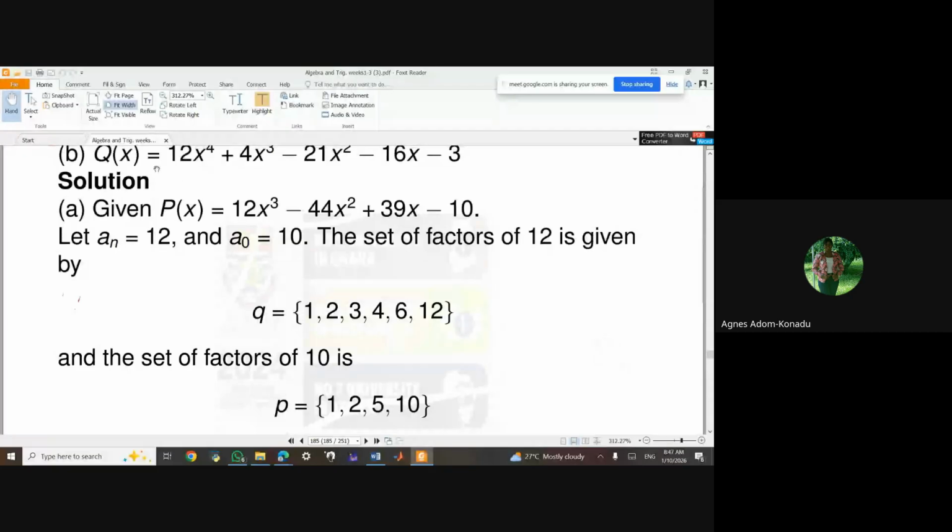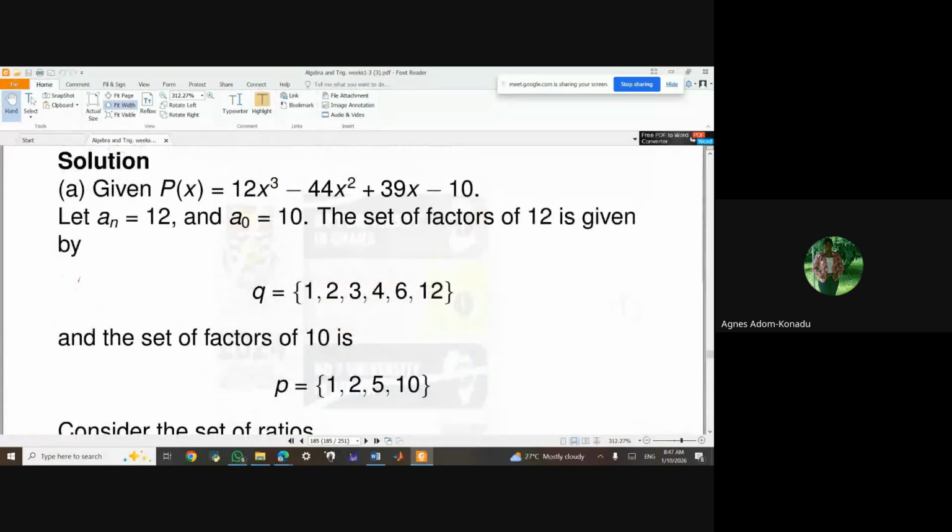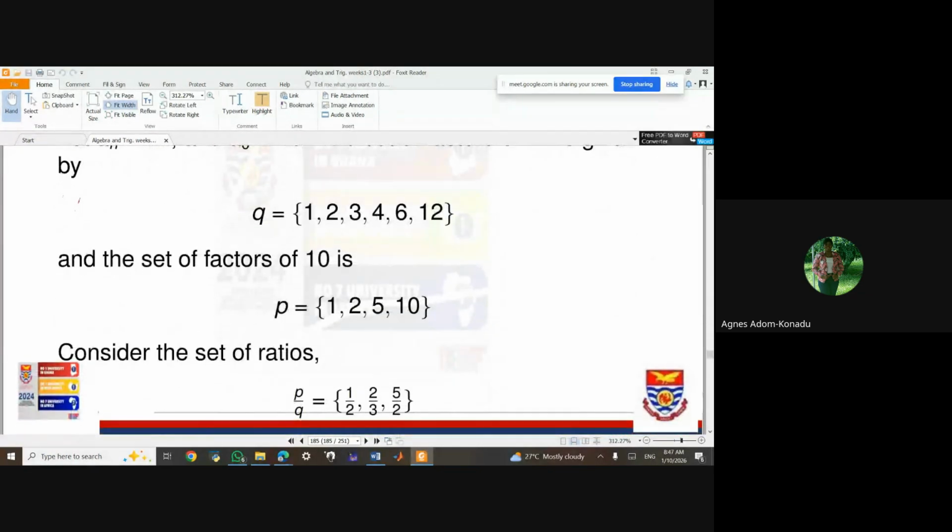Okay, so if I choose this, I have 12 and then 10. So my q's will be 1, 2, 3, 4, 6, and 12. Then when I pick the 10, I have 1, 2, 5, and then 10. So I will divide the p's by q. So you divide the p's by q, and in the lowest term, you're going to get the set 1 over 2, 2 over 3, and then 5 over 2. So please, you can take these terms here and divide them by this.